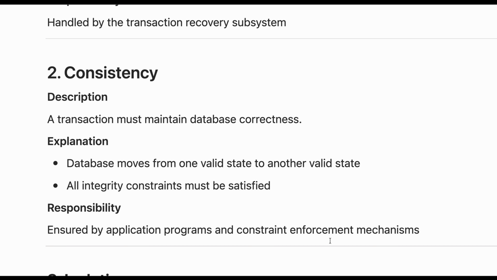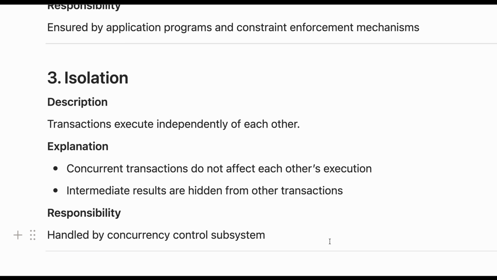Now the third one is isolation. Isolation means transactions are executed independently. Even if multiple transactions run at the same time, they do not interfere with each other. Intermediate results of one transaction are not visible to the other. This is handled by the concurrency control mechanism.